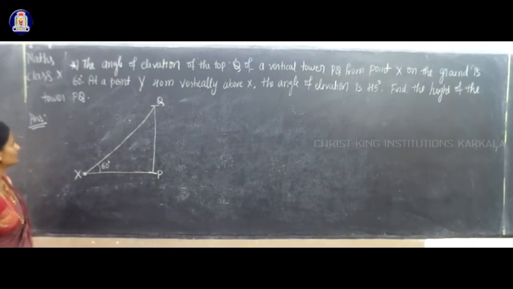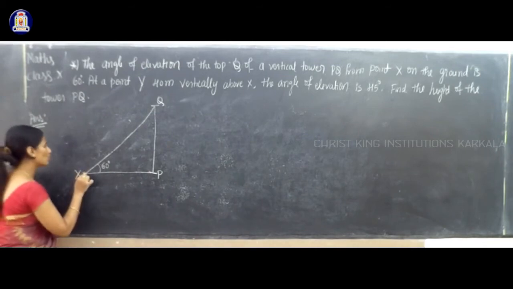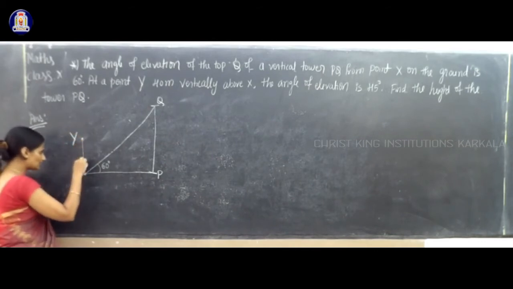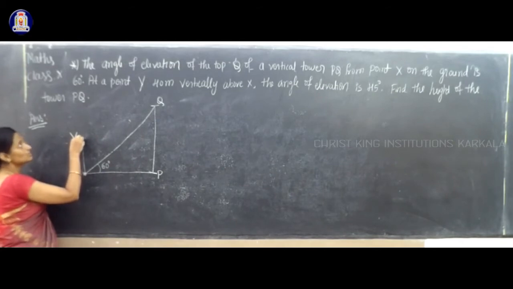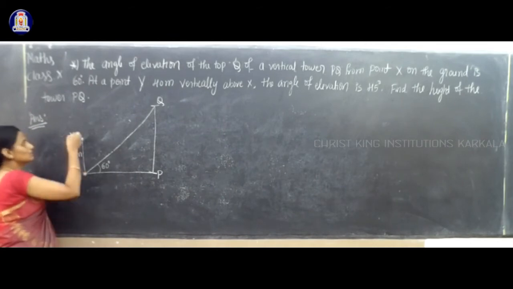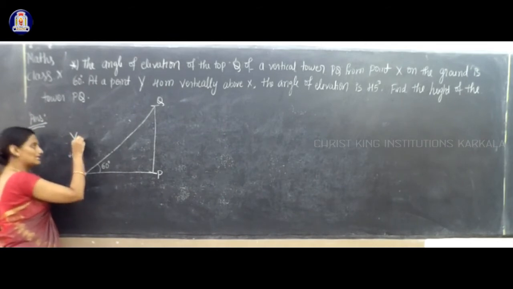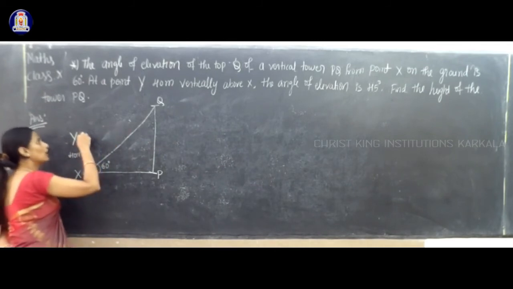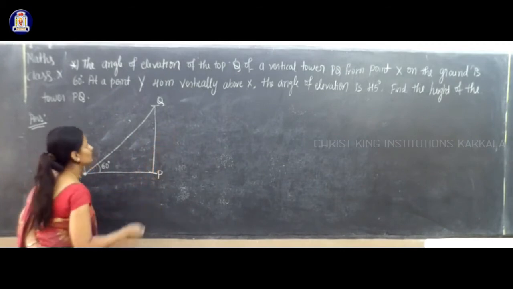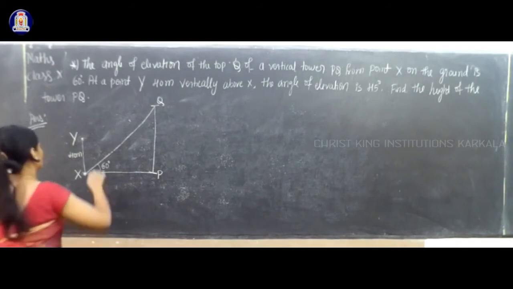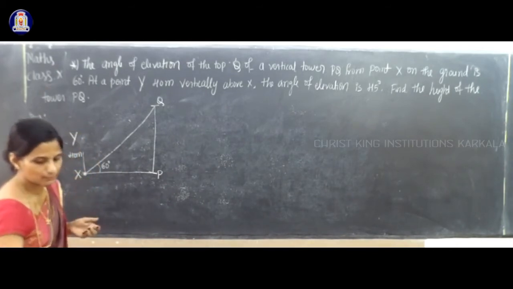So now next, the point Y which is vertically above X. So here is one point. The point is Y. What height is the point Y at? 40 meter. So this is 40 meter above X. The point is Y, so that is 40 meter. The angle of elevation to be how much here? To be 45 degree. So here the angle of elevation is 45 degree.